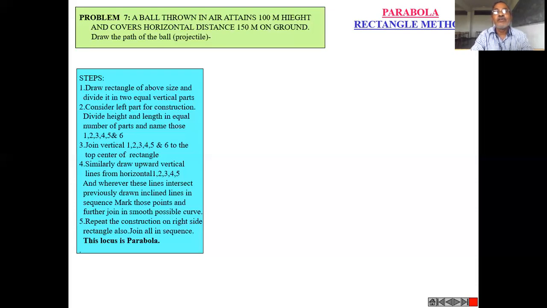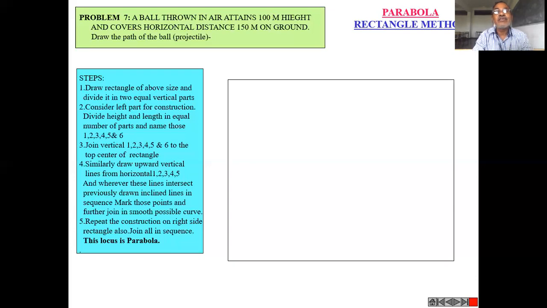So let us draw it. The horizontal distance we represent by 150 mm, that is 15 centimeters on the scale. And the height we represent by 100 mm, that is 10 centimeters. So let us draw the rectangle. The horizontal size is 15 centimeters, 150 mm, and the vertical, let's take it as height or breadth, is 100 mm, 10 centimeters. We complete the rectangle, taking the base and the axis as two sides of the rectangle.